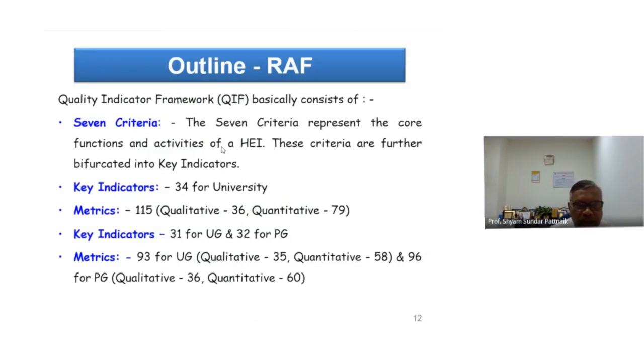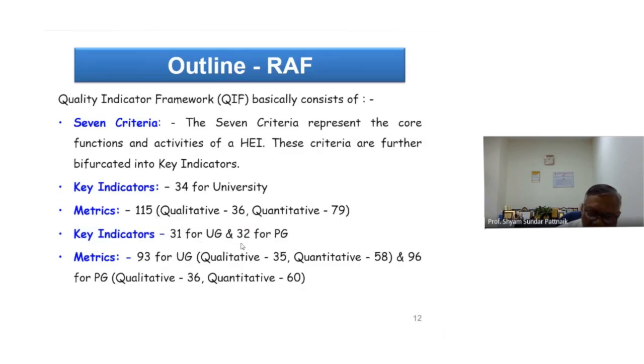Now here comes the situation. Like I was telling you, 7 criteria, 34 indicators and 115 metrics are for the university system. But if it is a UG program, you have 31 key indicators instead of 34.